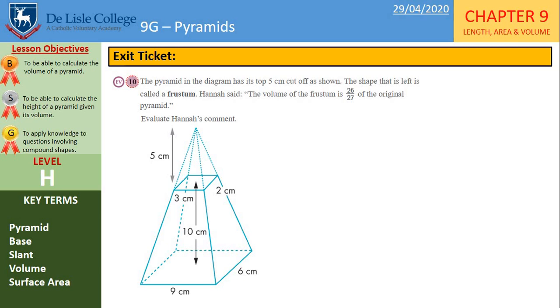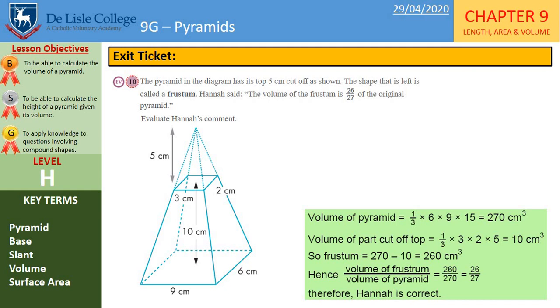So the first thing to do would be to calculate the volume of the original pyramid. And that would give us 270 centimetres cubed. You can see the working here to then also get the volume of the little pyramid, the bit that's been chopped off. And that gives us 10 centimetres cubed. So the volume of the frustum, the part that's left over, is 260 centimetres cubed.